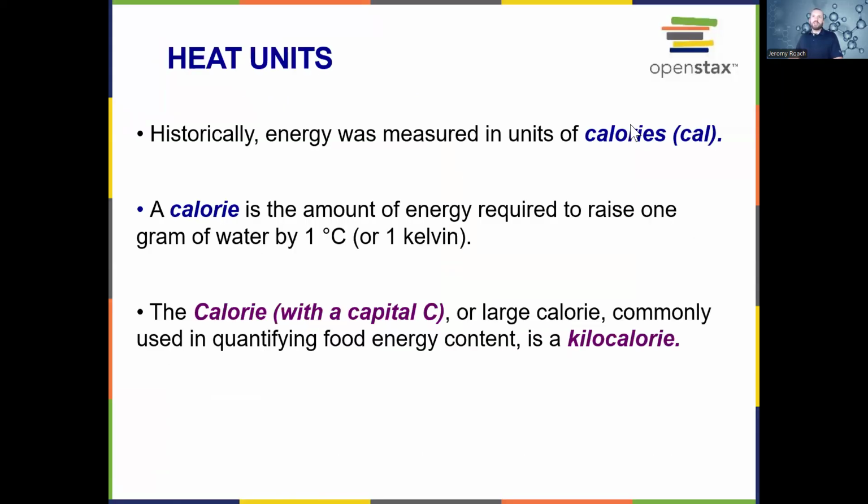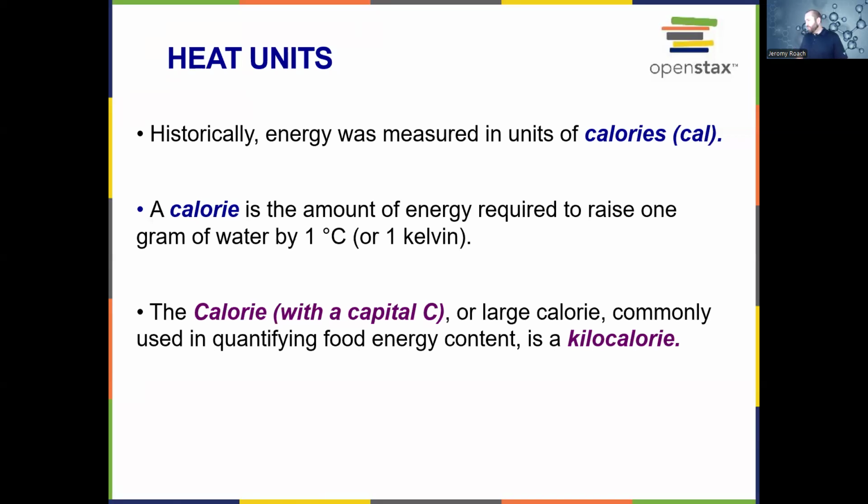Heat units. 1 calorie raises 1 gram of water by 1 degree Celsius, or 1 Kelvin. 1 Calorie with an uppercase C is a large calorie, also referred to as a kilocalorie, and that equals 1,000 calories with a lowercase c.